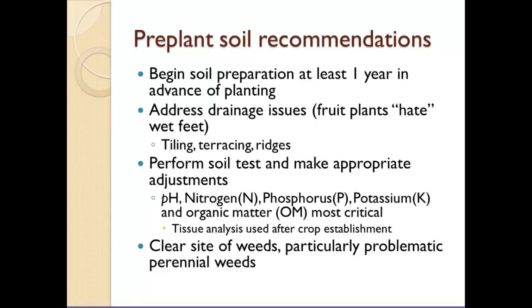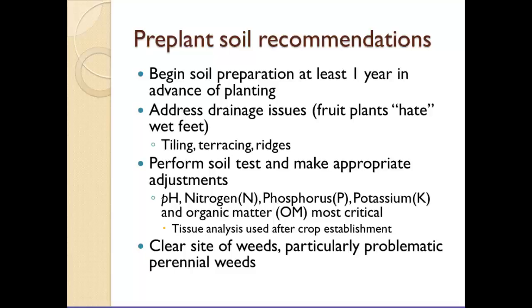And so I've already mentioned, and I keep saying this over and over, fruit plants hate wet feet. They really hate it. So you need this year to be looking at tiling, terracing, or planting on ridges. And a lot of times, planting on ridges is one of the cheaper options for doing this, is just to create ridges. So we want to perform soil tests and make appropriate adjustments, and those are both for pH, nitrogen, phosphorus, potassium, organic matter are most critical.